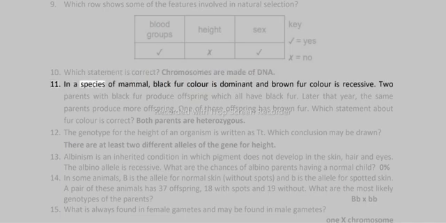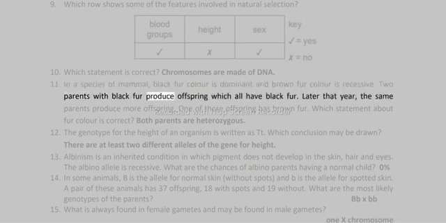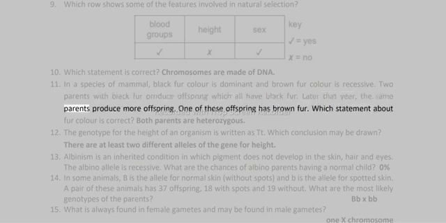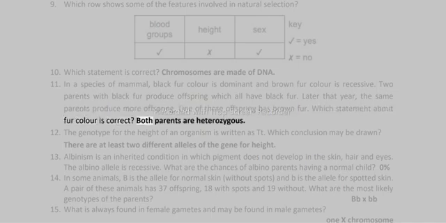11. In a species of mammal, black fur color is dominant and brown fur color is recessive. 2 parents with black fur produce offspring which all have black fur. Later that year, the same parents produce more offspring. One of these offspring has brown fur. Which statement about fur color is correct? Both parents are heterozygous.